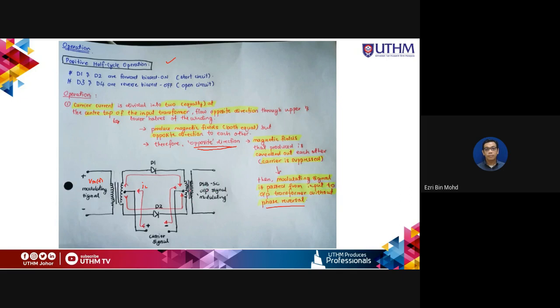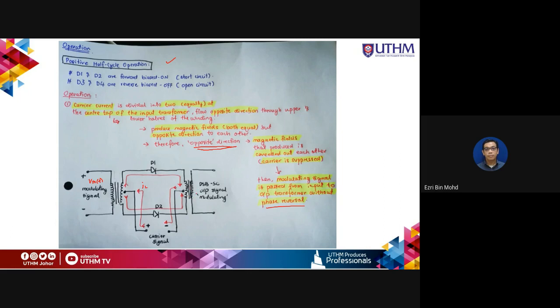Then, when the carrier is suppressed, so there is no carrier, the modulating signal is passed from input to output without phase reversal. You see? So this is the technique of how the carrier is suppressed: by producing a reverse magnetic field in the opposite direction. Opposite direction means the magnetic fields cancel each other out at this point.